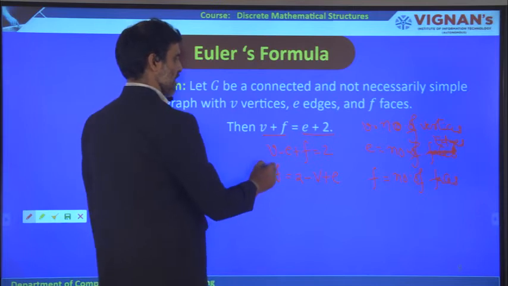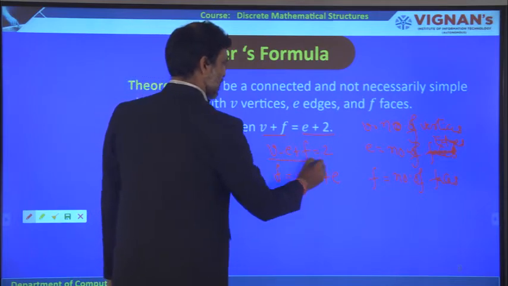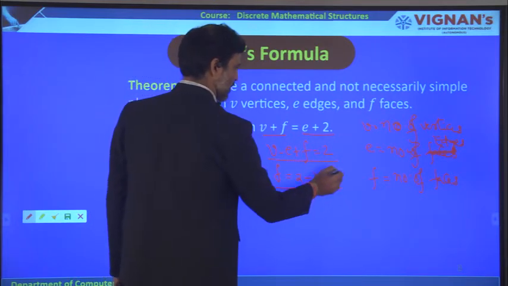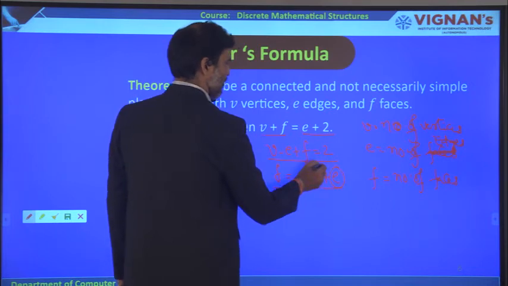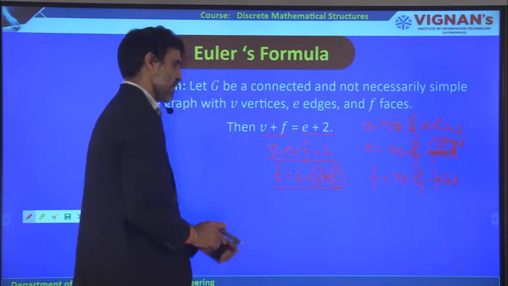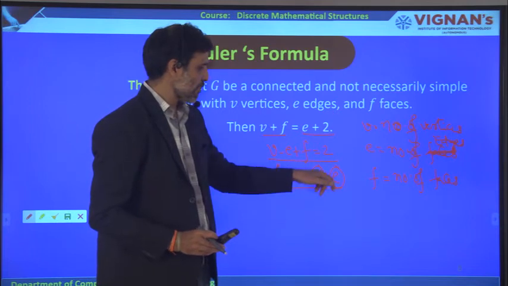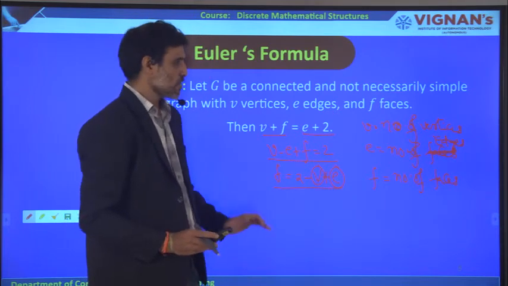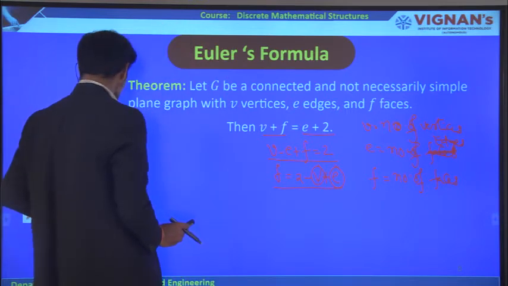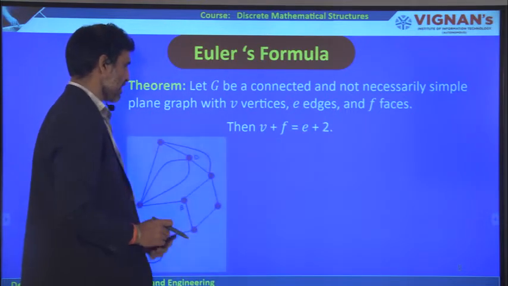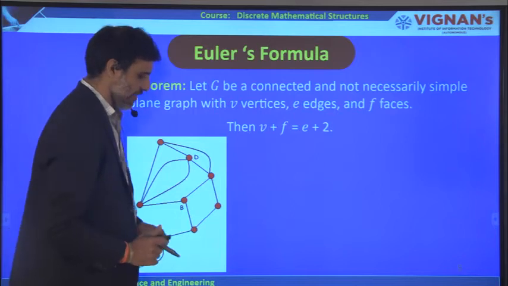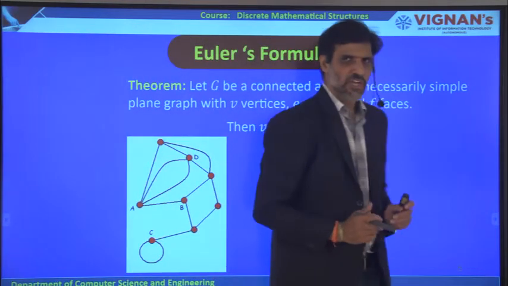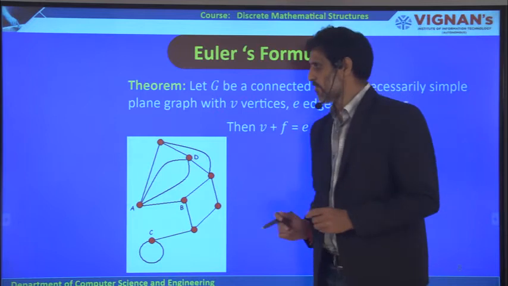So this is how we can write the formula, or to get the faces, if you have the number of edges and the number of vertices, we can calculate the number of faces. So what is the meaning of this? Let us try to understand. See, here a graph is given like this. Let us check whether Euler's formula is verified for this.